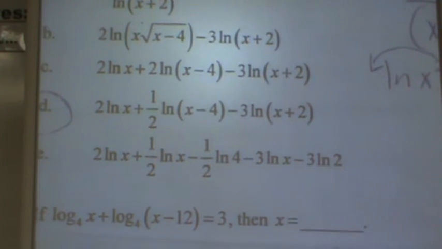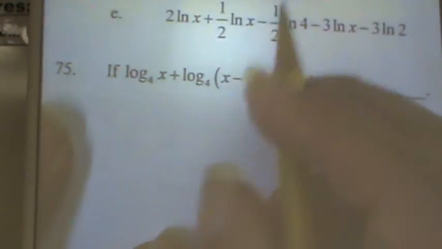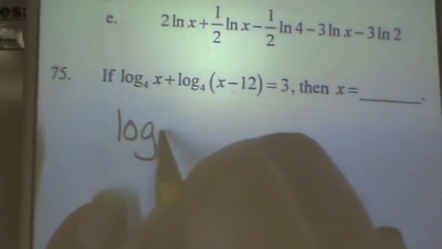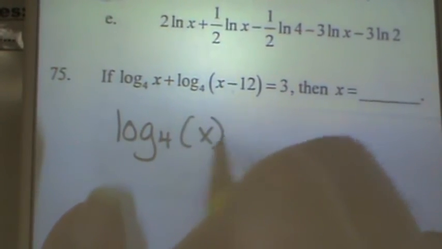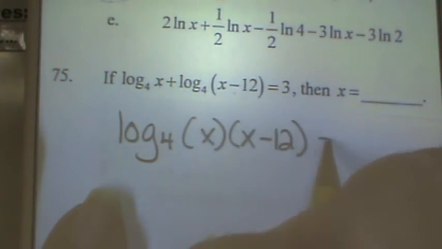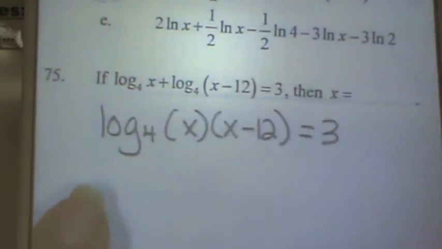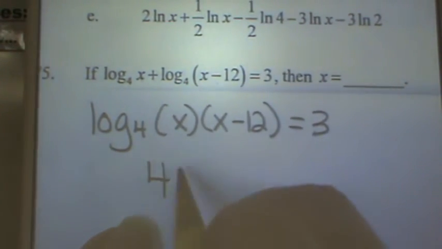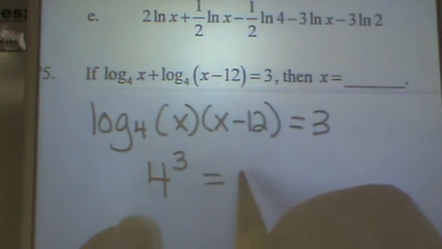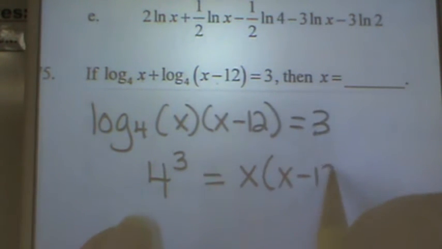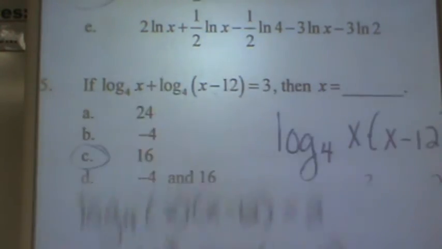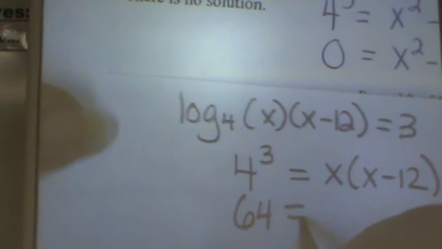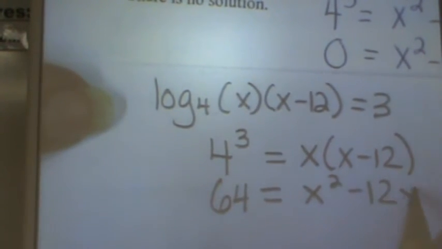Next one, we want to condense 75. This is a plus sign, so we're going to make this a product. This would be the log base 4. We have x times x minus 12 equals 3. So we condense the left side. Now, we cannot do anything else besides write this as an exponential problem. 4 to the 3rd power is equal to x times x minus 12. Well, 4 to the 3rd power is 64. This is x squared minus 12x.